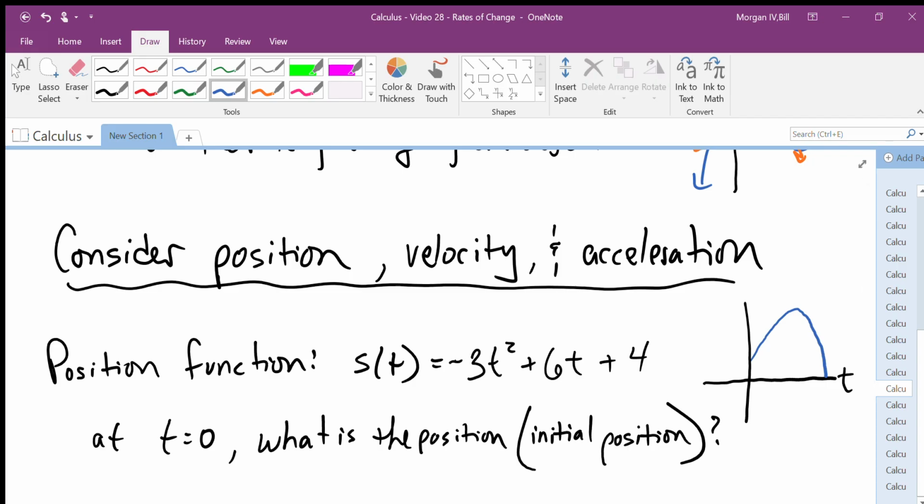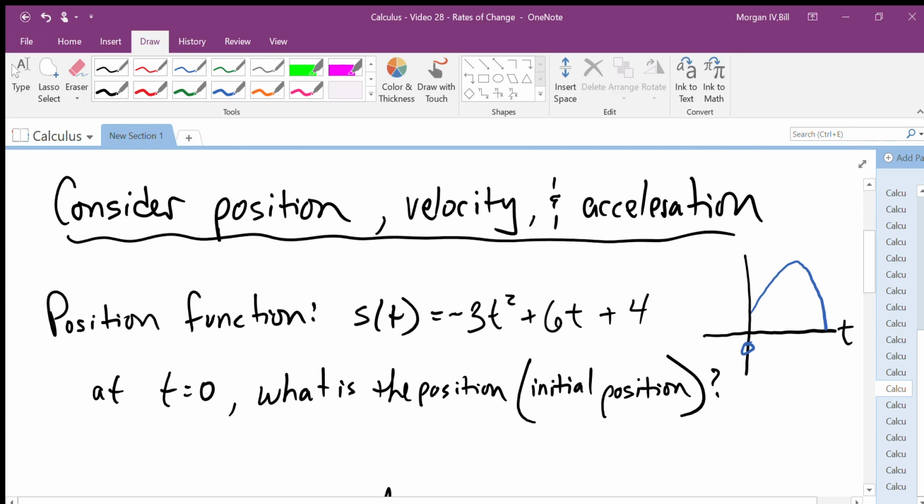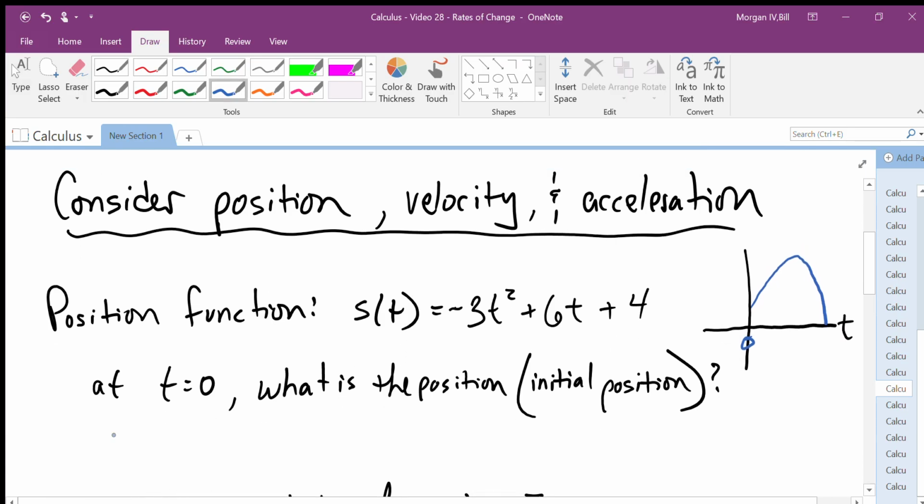What is the initial position, or what is the position of the ball at time t equals 0? Well, if we plug in 0 for all the t's in the position function, we would get what's called the initial position, which is often abbreviated s naught, with a 0 in the subscript. That is equal to s where we plug in 0 for all the t's, time is 0. That's negative 3 times 0 squared plus 6 times 0 plus 4, which is just 4, and let's say we're in meters here.